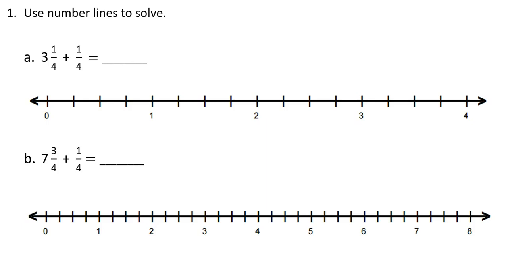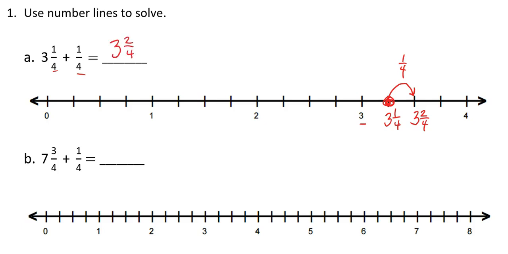The first problem is 3 1/4 plus 1/4. I'm going to start by finding 3 1/4 on the number line. Since I have 3 wholes, I'll start at the 3-whole marker, and then I just need to jump 1/4 past that. So here's my starting point, 3 1/4. To that, I will add another fourth, so that just means a hop of 1 more fourth, and that puts me at 3 2/4. So 3 1/4 plus 1/4 equals 3 2/4.